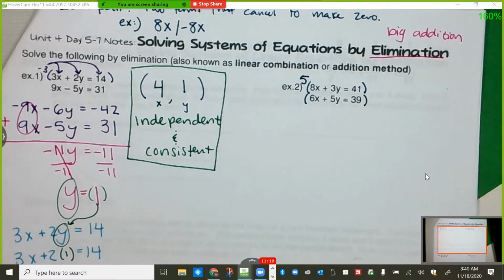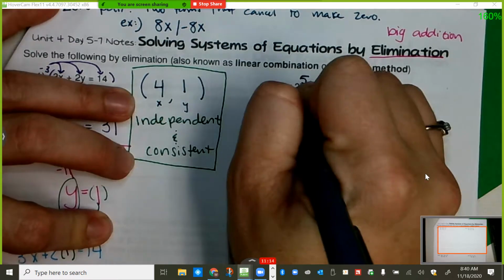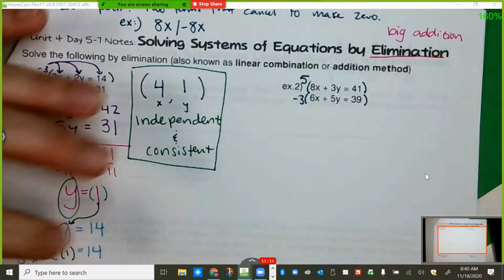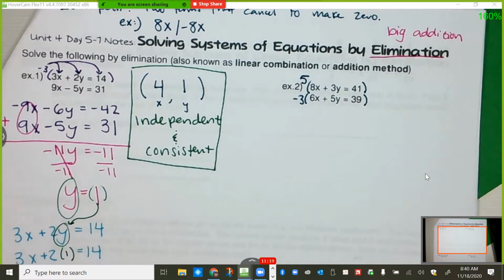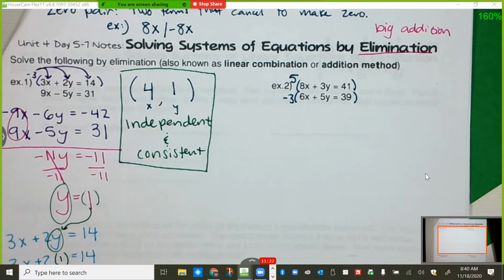-3. Why a negative? Because we want to make the zero pair. And right now they're both positive, so we need one of them to become negative. Okay? Any questions with why we chose those numbers?